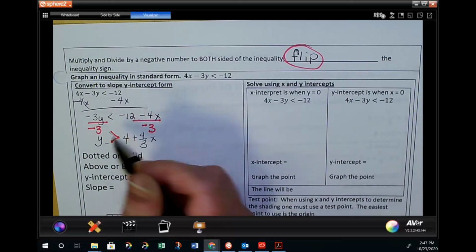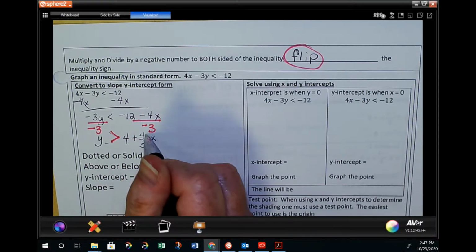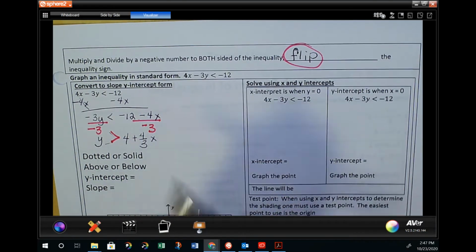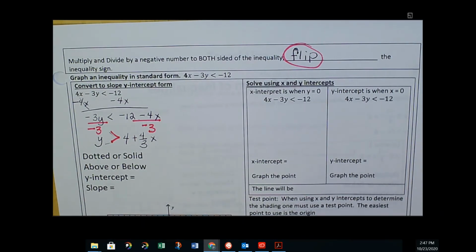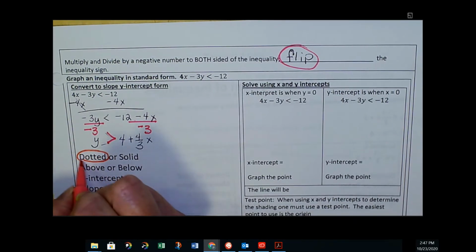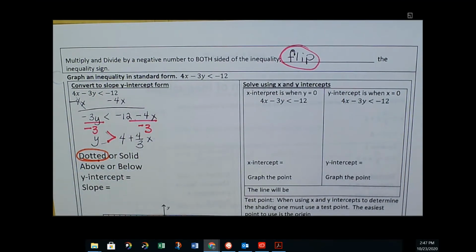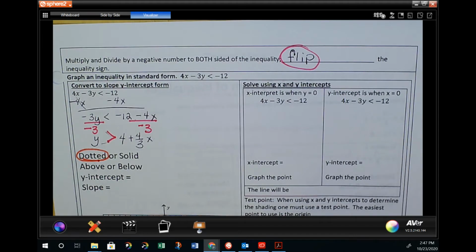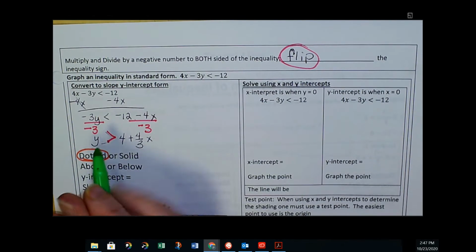And then you have x. So y is greater than 4 plus 4/3 x. Again, is that solid or dotted? So I look and it doesn't have a line under it. There's no line, so it's going to be a dotted line. And it is now greater.